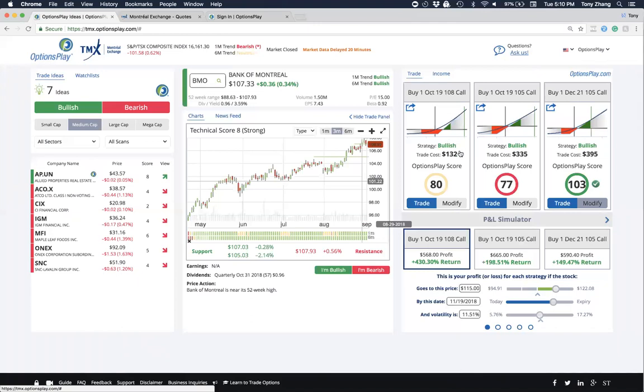So here it'll tell you that the October 19th 108 calls will give you the highest return out of these three strategies. So this really allows you to compare whether you want to roll out, roll up, or roll both up and out.